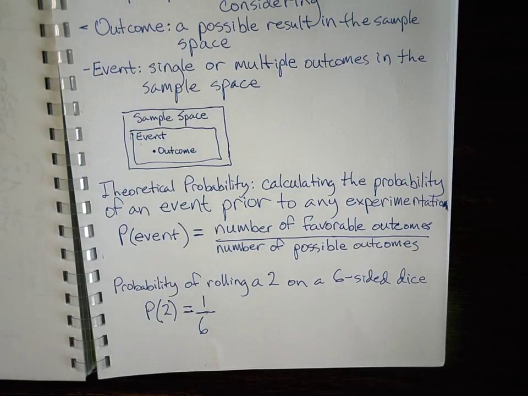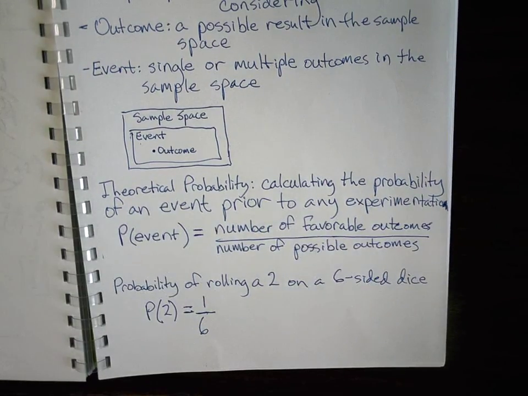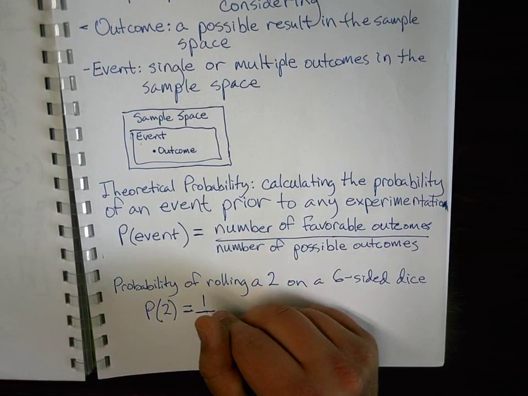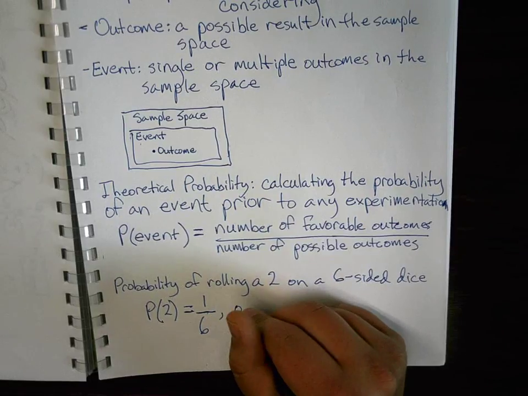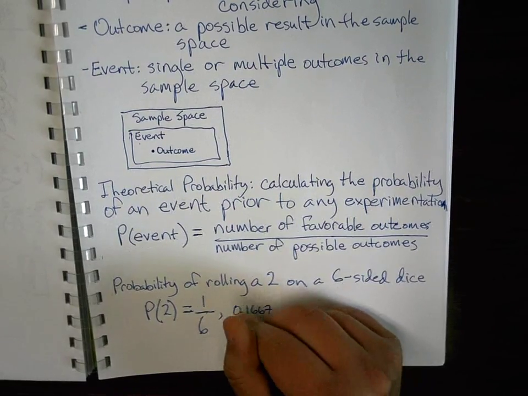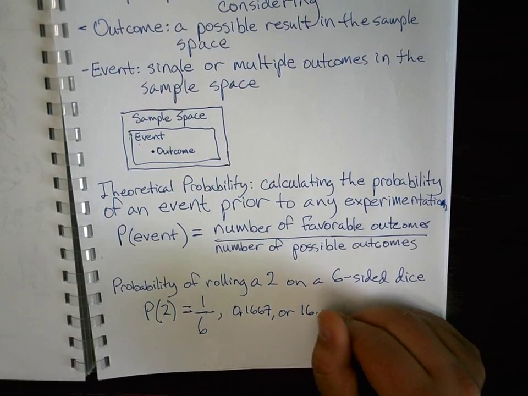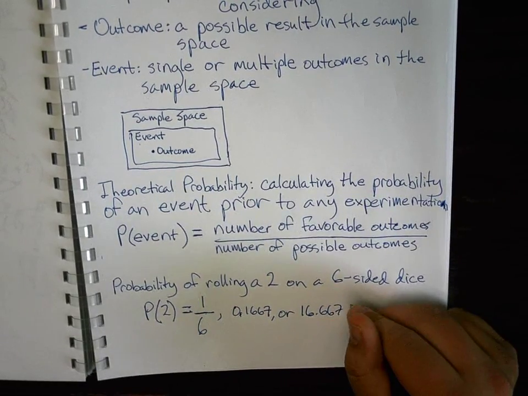Okay, so you see that our probability is expressed in terms of a fraction. We could also represent this as a decimal. So we could say this is 0.1667. Or we could express it as a percent. So it could be 16.667%.